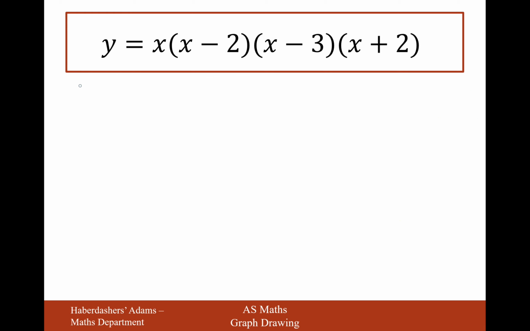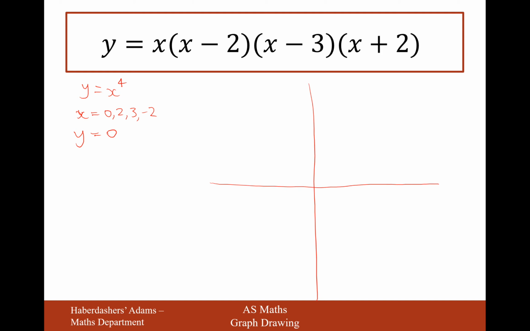Moving on to the next question, so it's going to be y equals x to the power of 4. What are going to be the x value solutions? Well, we're going to have a 0, 2, 3, and a -2. The y value is going to be 0 times -2 times -3 times 2. Because we had a 0 in there, it's just going to be 0. So it goes through at 0, 2, 3, and -2. And it's going to start on the top left and go down through here, up through here, down through here, up through here. Lovely, so there we are.